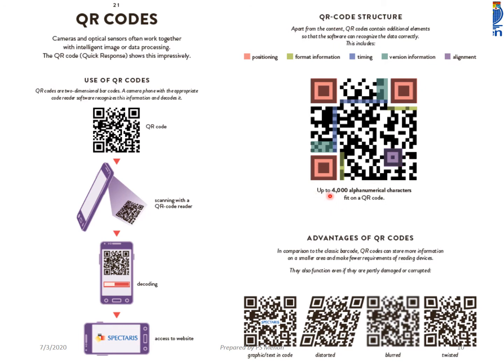So there are up to 4,000 alphanumerical characters which can fit into a QR code. So in comparison to the classic barcode, QR codes can store more information on a smaller area, and they make fewer requirements of reading devices. They also function even if they are partly damaged or corrupted. So you can put in more information in a QR code compared to a normal barcode. And then you see, even if it's distorted or it's blurred or it's twisted, you still can get the information that you require. So this is done using a laser and a receiver. Okay.